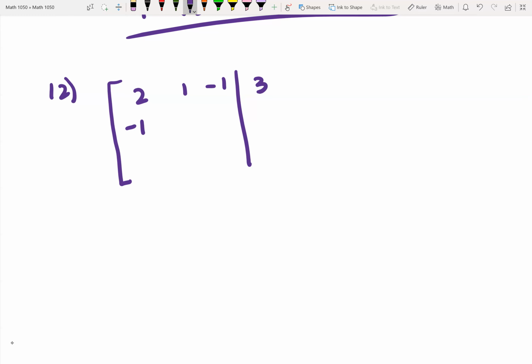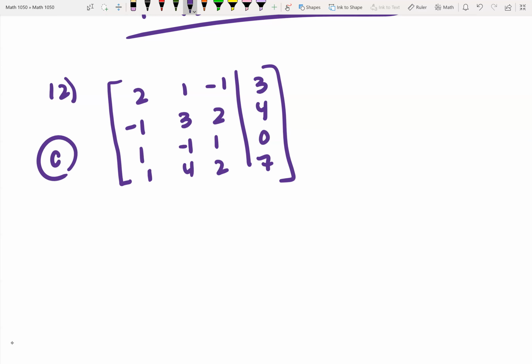Question number 12 is totally strange. You've got 4 equations and 3 variables. So you can still do it, and all you have to do is get these in the right order. So x, y, z, constant, and then x is a negative 1, y is a 3, z is a 2, constant, x is 1, y is a negative 1, z is a 1, constant, and then x, and then y, and then z, and then constant. That would be your setup. Don't worry what to do beyond that, and you can see that the correct answer is C.